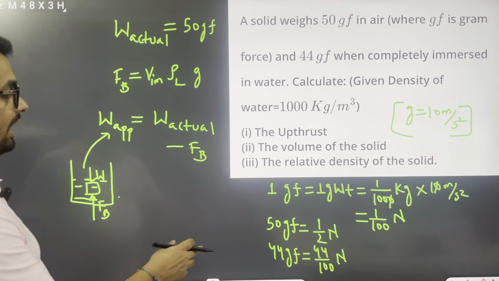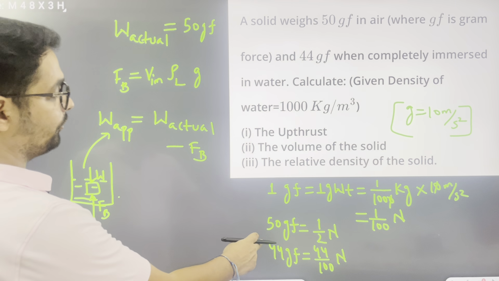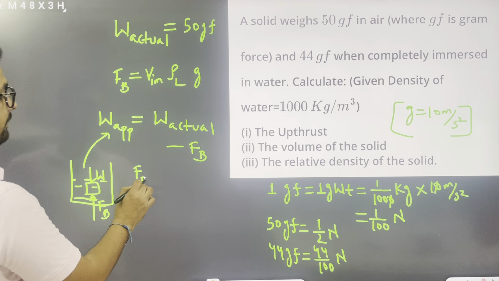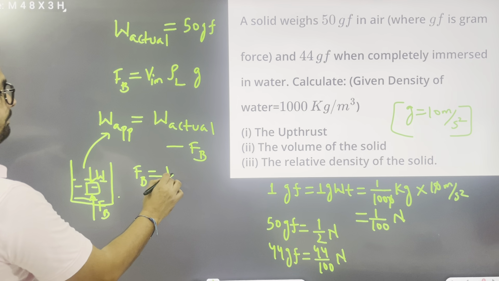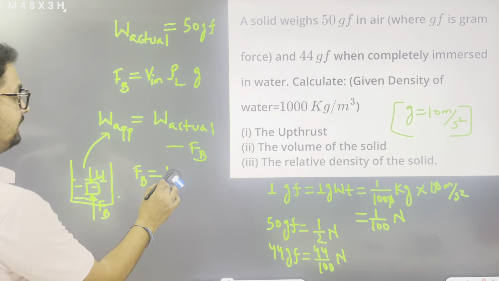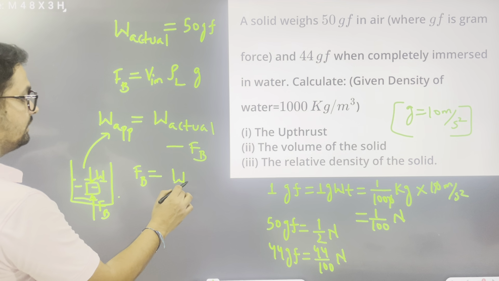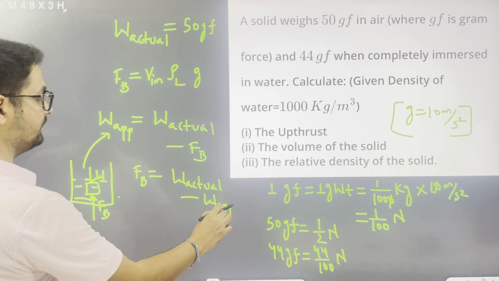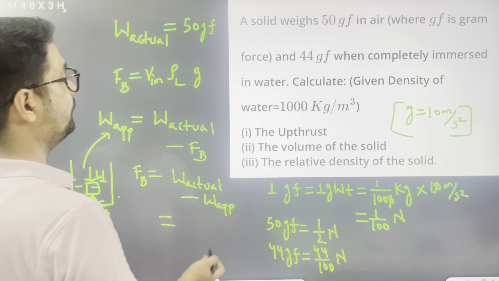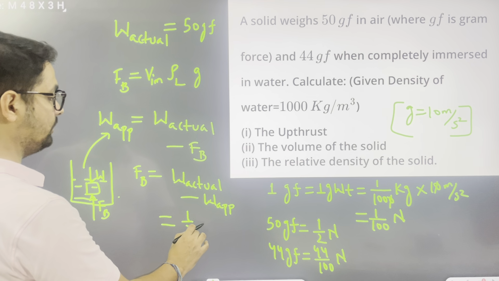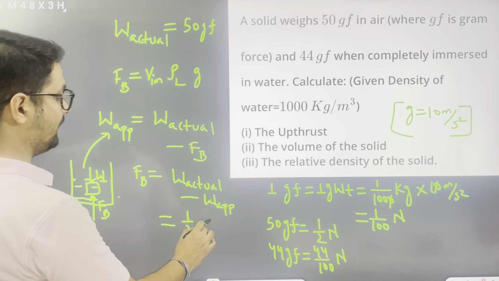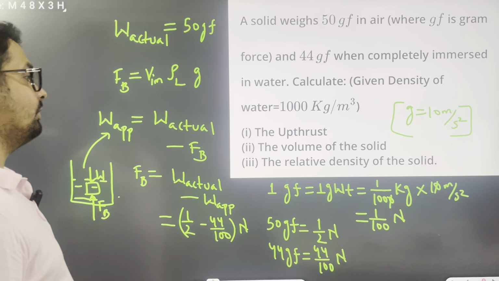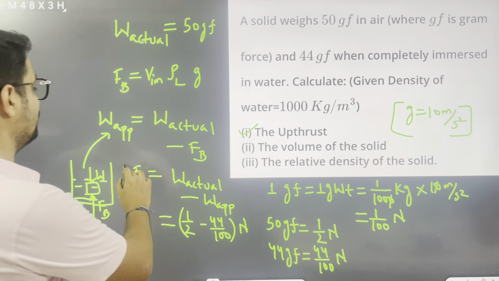Now what is the actual weight? 50 gf, which I converted to 1 by 2 Newton. Apparent weight is 44 gf, that is 44 by 100 Newton. So we can find FB from here. FB is W actual minus W apparent. W actual is 50 gf, that is 1 by 2, minus W apparent, 44 by 100 Newton. This much Newton you will get as FB, meaning the upthrust. And we had to find the upthrust, so this is the answer of the first question.